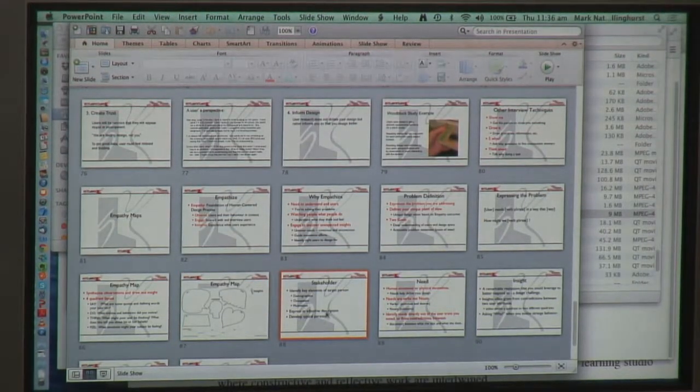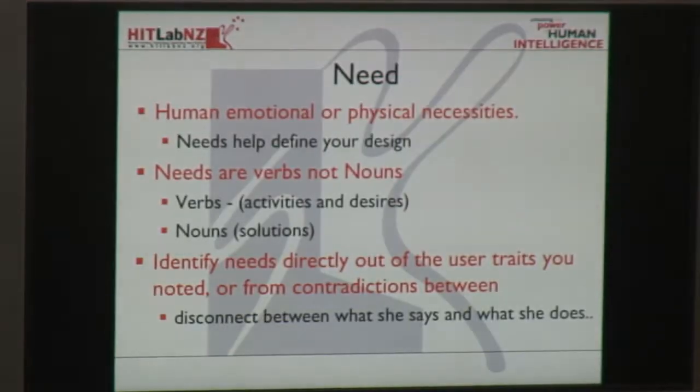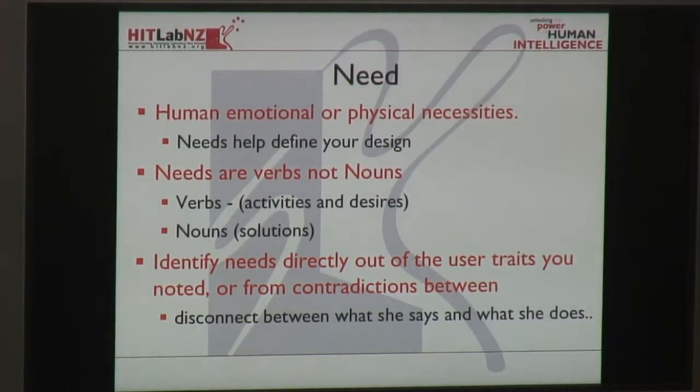So it's a simple, from a marketing perspective, how to use empathy maps. We talked about the stakeholder, and then the need. The stakeholder is in this box here. It's small for writing very much, but you could put more information about who you're designing for. Here is the need, and this is what helps define your design. And needs really are verbs, not nouns. So they're the activities that should be done, and you can identify this out of any contradictions that you notice between these quadrants as well. Sometimes a person says something different from what they're going to do, for example.